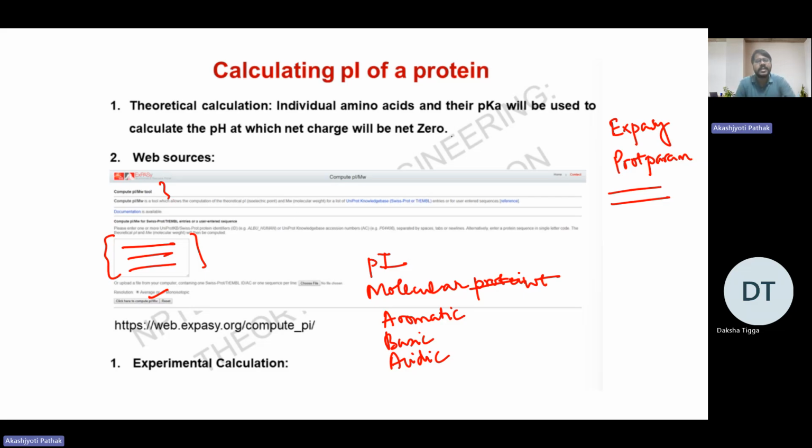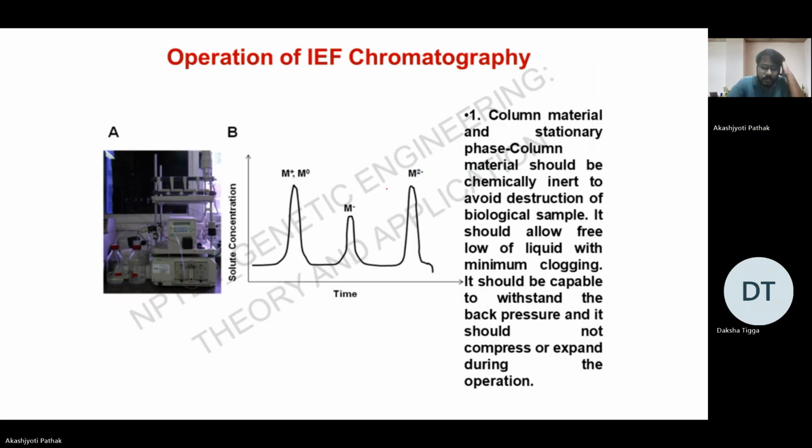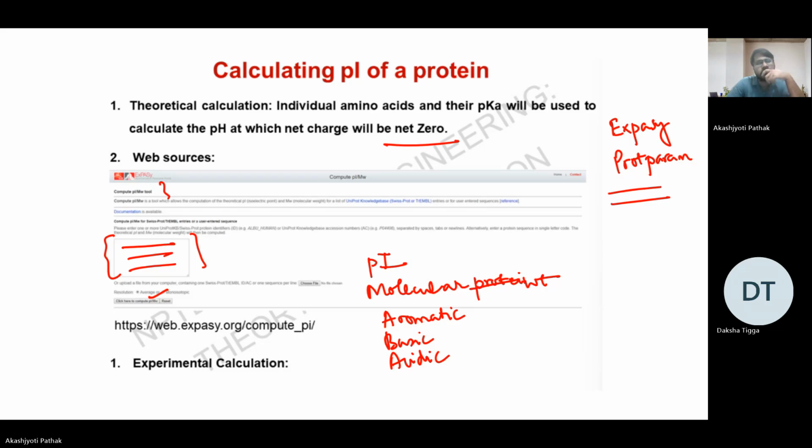So understand this: at pH equal to PI, the net charge will be 0. This link has been provided, so you can go and check the PI of your protein. Otherwise, you can also calculate it. Depending on the amino acid residues that are there, you can calculate the PI of your protein. Okay, what is the pH?